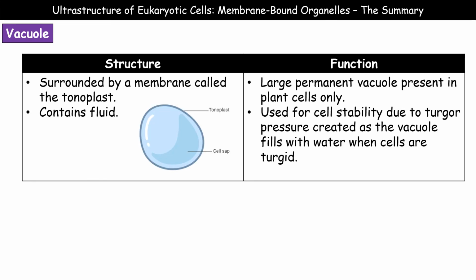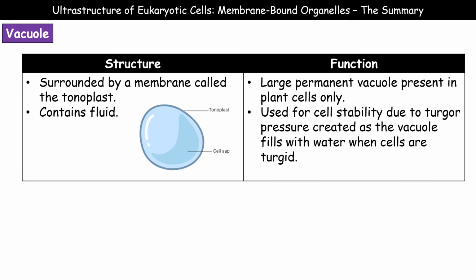Our next membrane-bound organelle is the vacuole. Now, we only find a large permanent vacuole in plant cells. Animal cells will not have this large permanent vacuole, so it's something that is only in plant cells. In terms of what it is, well, it's the membrane called the tonoplast surrounding a fluid. So basically we have this fluid inside this tonoplast, the membrane.